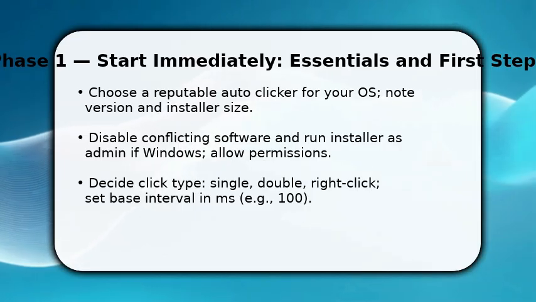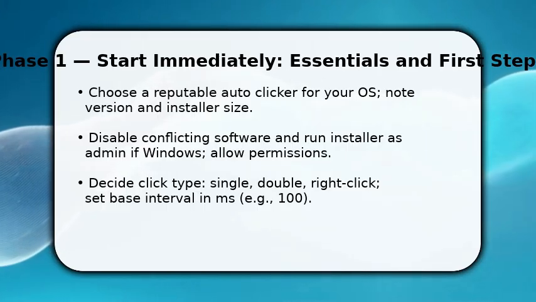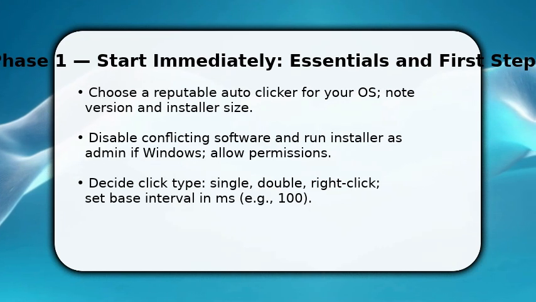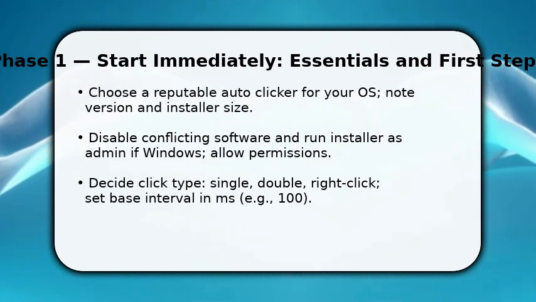Next, choose the click type, single, double, or right-click, and set the base interval in milliseconds, for example 100 ms, to control rhythm. After that, save a simple profile. This gets you ready to map controls and begin automating immediately.